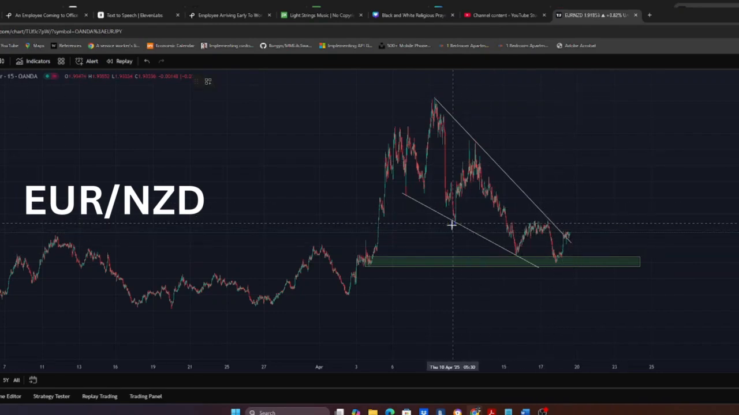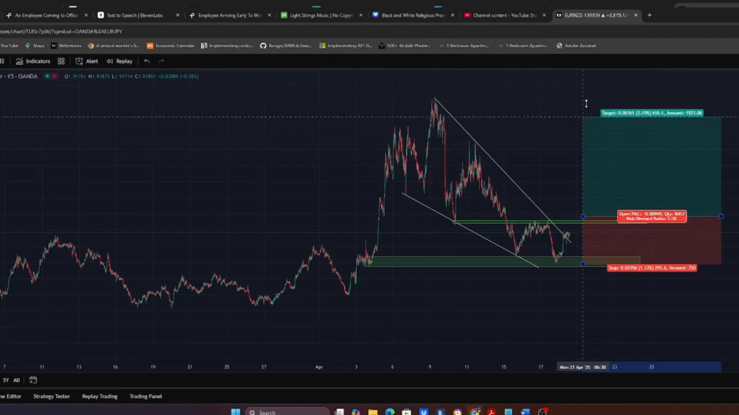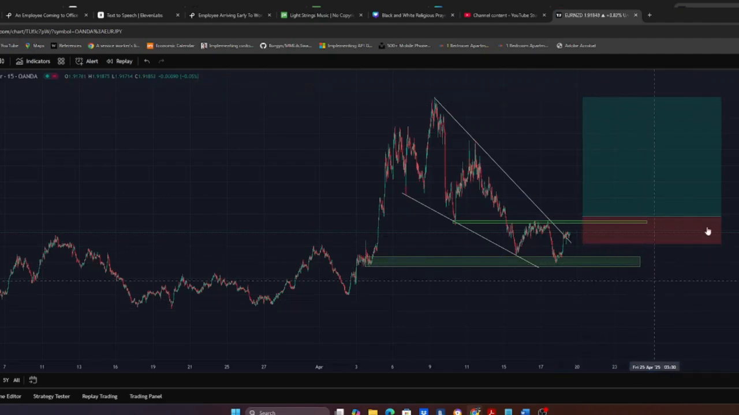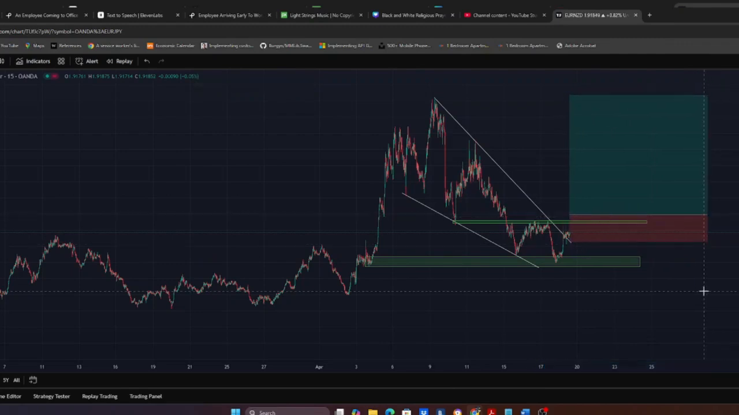So what I'll normally do is I'll put a resistance here and see if it breaks that resistance. If it breaks here, then that's my confirmation. I'm entering. I'm going for the bulls. I'm buying here. You get what I'm saying? Then from there, looking at this, it's a big target.